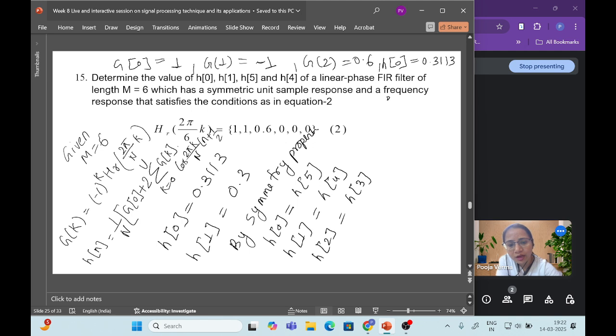So h of 0 and h of 5 will be equal. They have asked h of 0, h of 1, h of 5 and h of 4. So we don't need to calculate h of 2 or h of 3. If you want, you can calculate it.